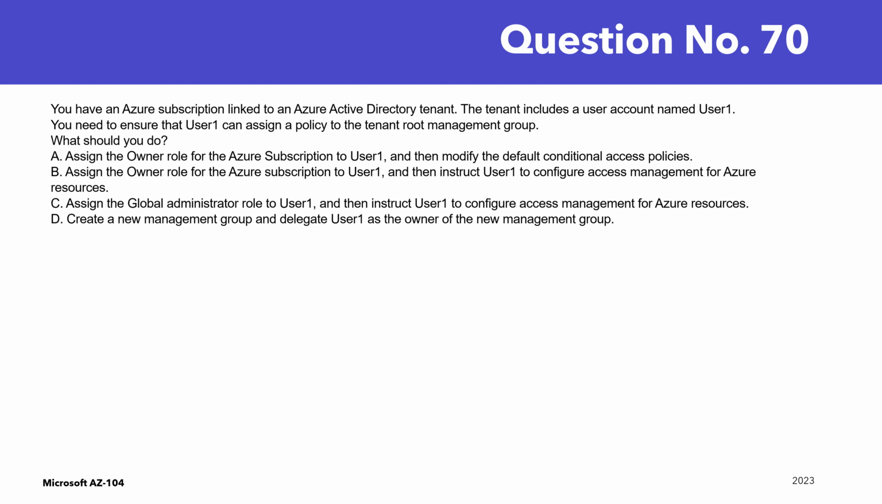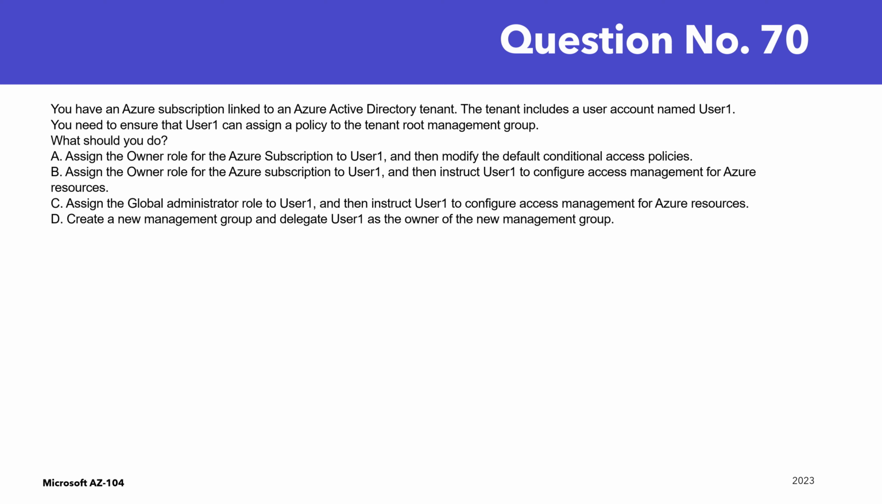You have an Azure subscription linked to an Azure Active Directory tenant. The tenant includes a user account named user1. You need to ensure that user1 can assign a policy to the tenant root management group. What should you do? A. Assign the owner role for the Azure subscription to user1, and then modify the default conditional access policies.